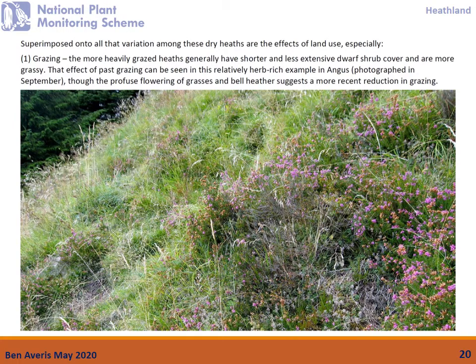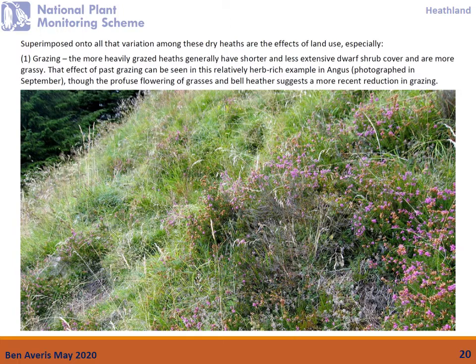So we've seen quite a bit of variation among these non-montane dry heaths, and superimposed onto all of that kind of variation are the effects of land management, such as grazing. Here is some dry heath that's been grazed moderately intensively, and what happens the more they're grazed is that the commonest dwarf shrubs, the heather, the bell heather and the blaeberry, tend to reduce in their height and their amount of flowering and in their cover.